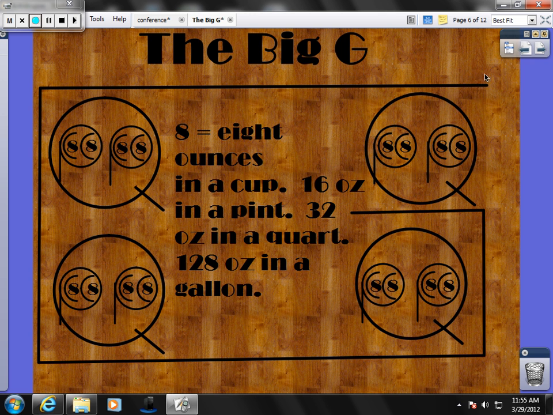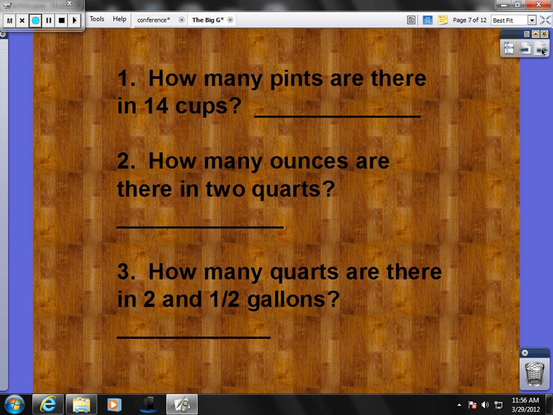So, once you've got gallon guy down, it's easy to memorize. Big G, inside the big G are 4 Q's. Inside each Q is 2 P's. And inside each P is 2 C's. And inside each C is 8 ounces. 8 ounces. Okay? So now what we can do is do a couple of problems here.